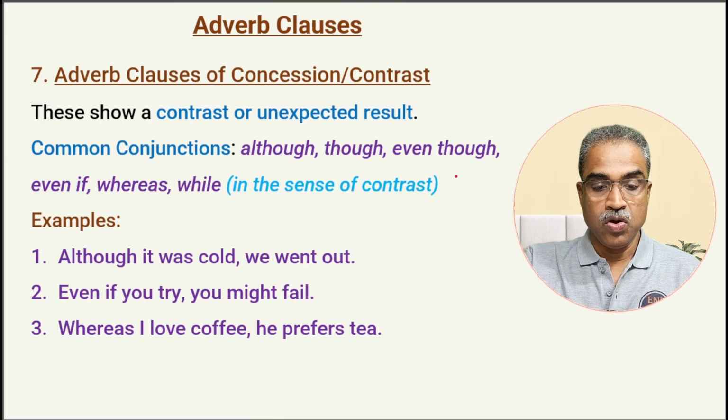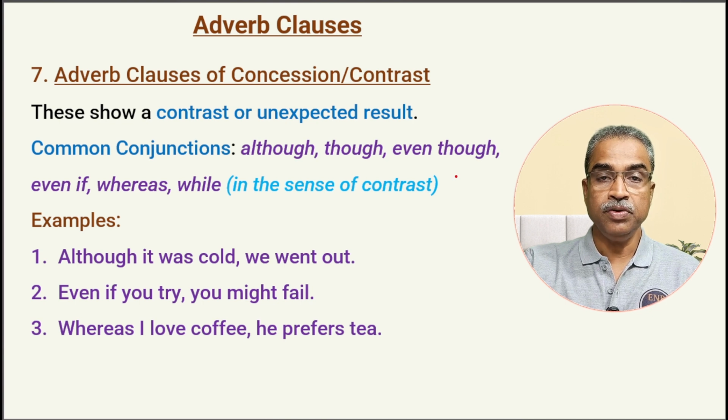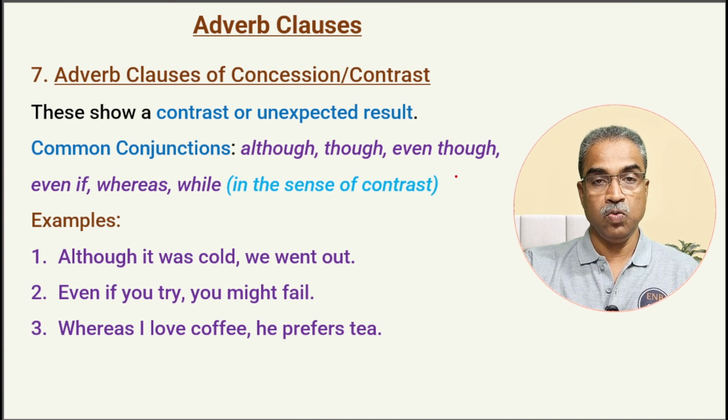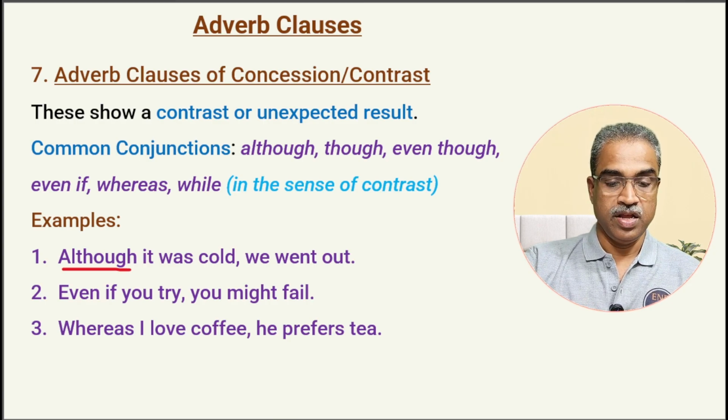Although it was very cold, we went out. Now, you know the main clause. The main clause is we went out. Clear? It stands alone. Although it was cold. Although is a subordinating conjunction. You can replace this with though, although, even though, anyone. It's all the same meaning. Only variety there. So although it was cold, we went out.